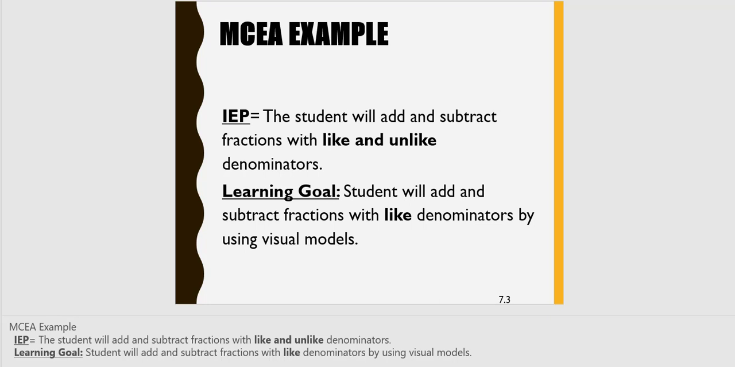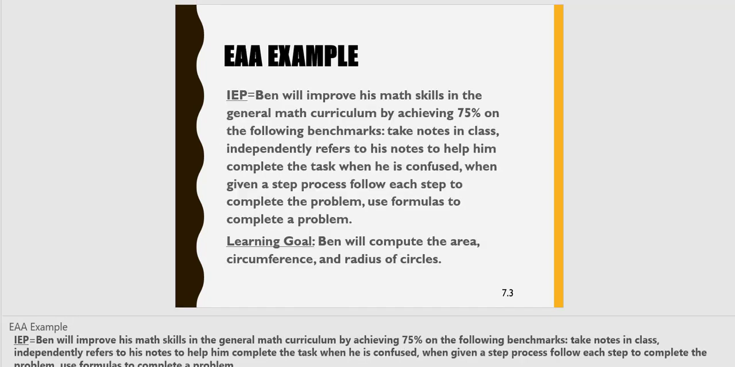In middle childhood, early adolescence, special education example, the IEP goal is the student will add and subtract fractions with like and unlike denominators. See how we break this down for the learning goal? The student will add and subtract fractions with like denominators by using visual models. Here's an early adolescence example.